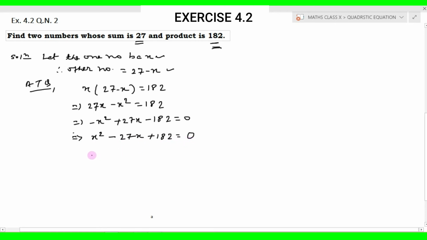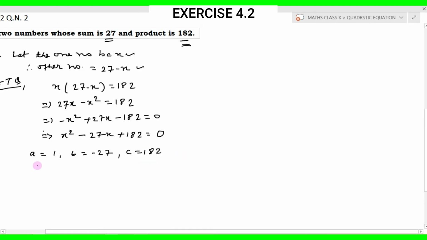Okay, now what we have to do, we have to solve this. Since it is a word problem, you are free to use any method. My suggestion is that if by observation it is easier for us to do the factorization by splitting the middle term, then do that. Otherwise, if you find it complicated, directly go to the formula method. Here I am solving it by using the formula method. Here a is 1, b is -27, and c is 182.